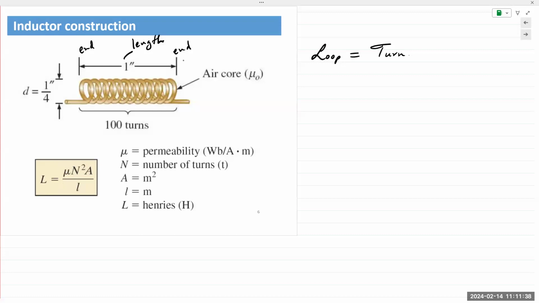A is the cross-sectional area of each loop or each turn. And the A, of course, can be determined from the radius of each loop. This is assuming that each loop has the same diameter. And the unit for inductance is, of course, henries.